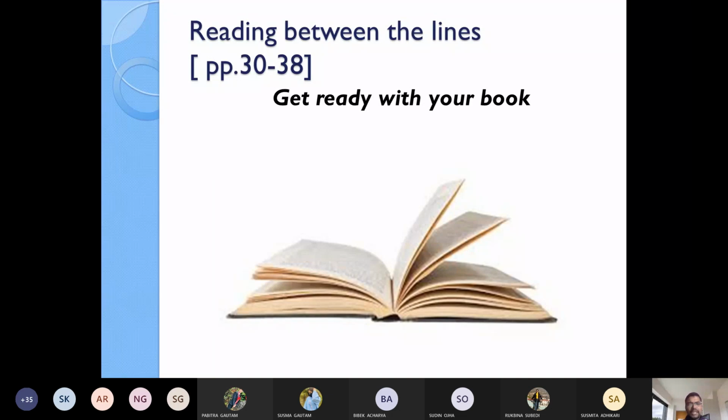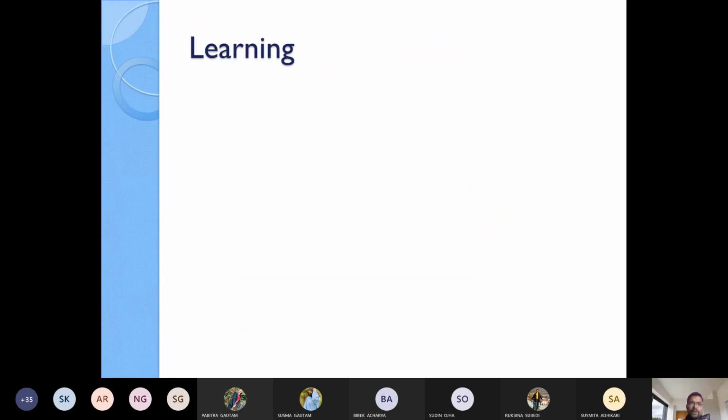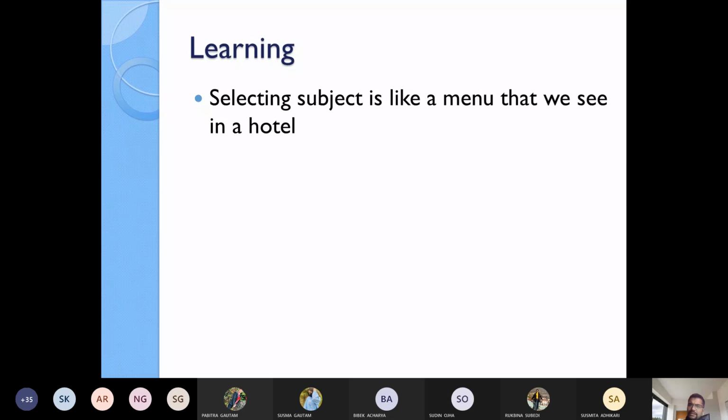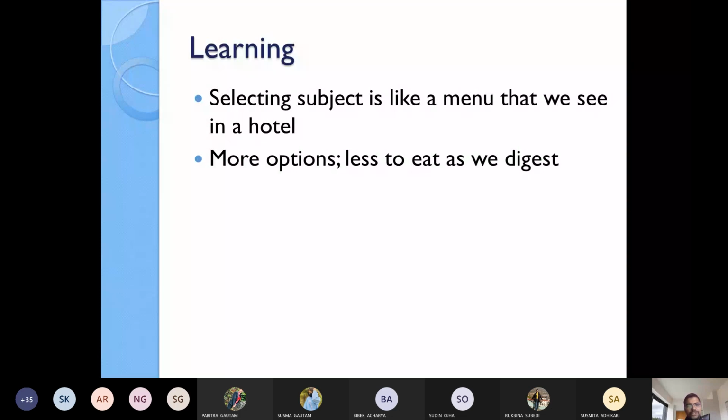Now let me go for the analysis of the text. What is learning then? Just now I said that you chose different subjects when you enrolled in your BA first year, major and minor. Selecting a subject is like the menu we see in a hotel. When you go, you see there are lots of options, a long list of foods, but we cannot eat all the food. We eat less so we can digest.